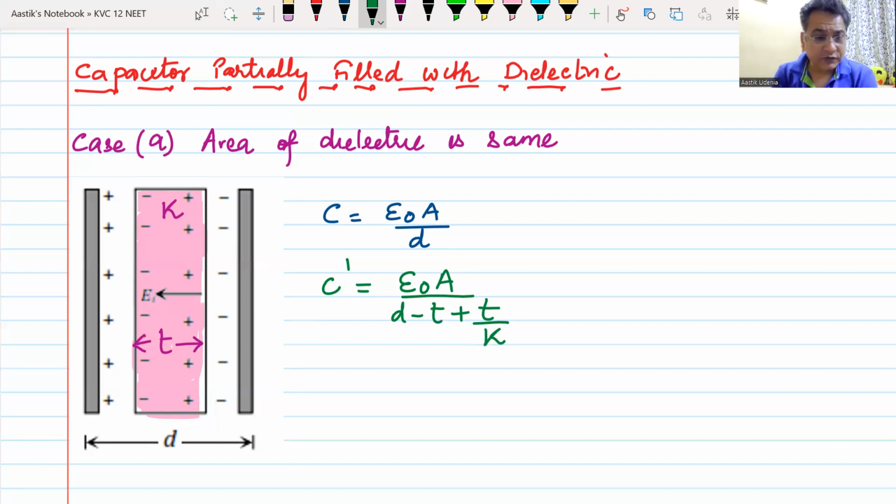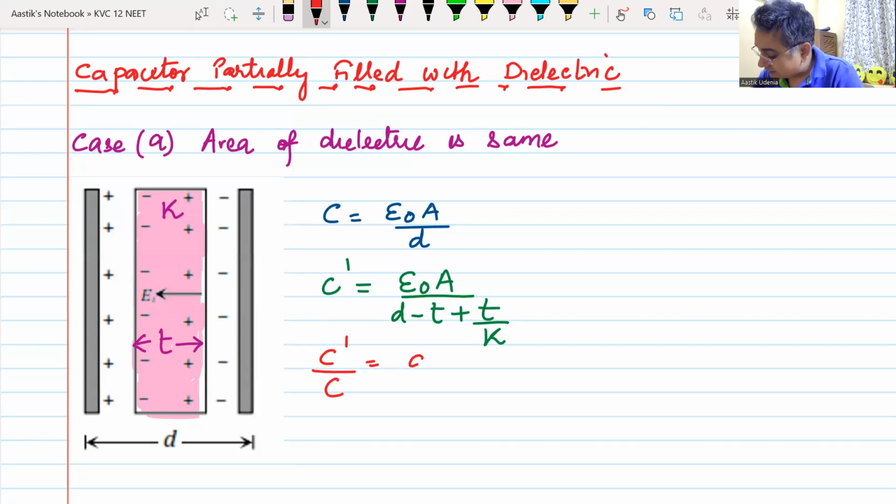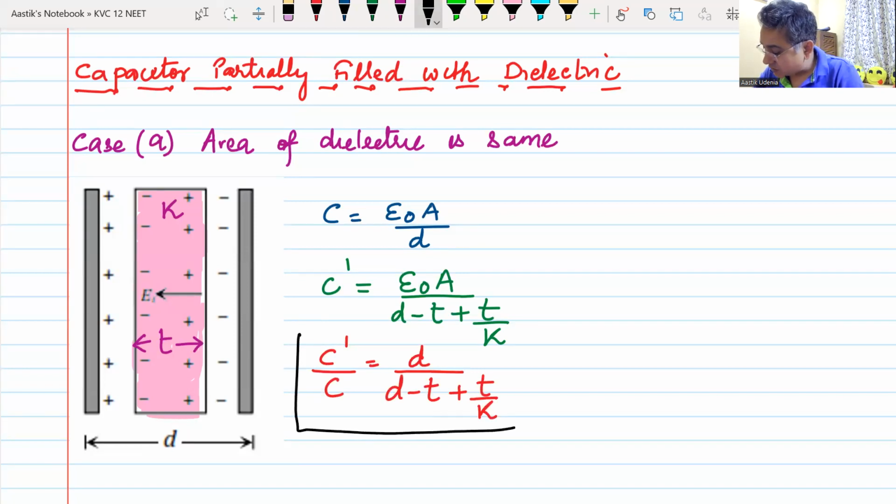This is the new formula of capacitance. Capacitance has changed. Now you can also find the ratio, and remember this ratio C dash by C. Oops, I'm writing C1. C dash, the new capacitance, by C, you can divide it. And what will you get? You will get D upon D minus T plus T by K. Remember, it's a very important ratio that you will have to remember. Please remember it and keep it with you.